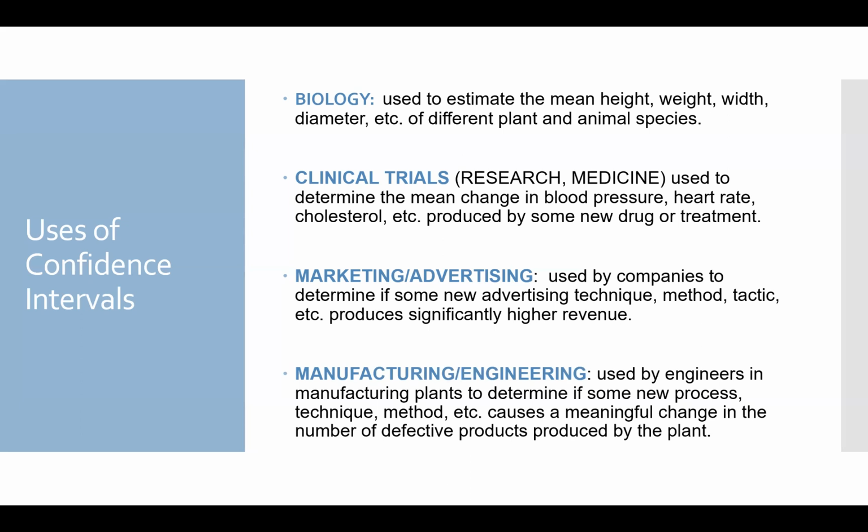Manufacturing, I mentioned to you a way that I used it, but engineers could, in manufacturing plants, determine if there's a better process, a new process to reduce the number of defective parts that are produced. Because if the parts are defective, they can't be used, and if there's too many, the company could be losing money. Okay, so that's things to think about.